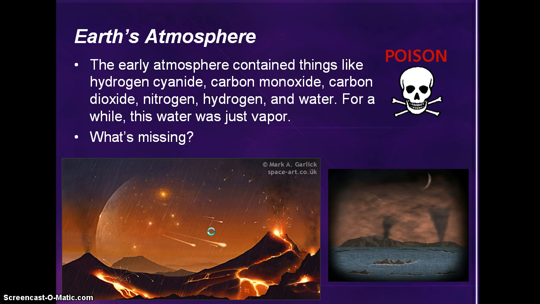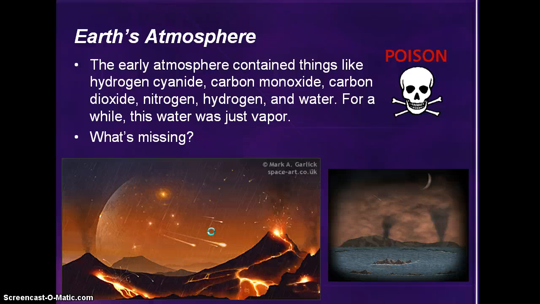Next thing is the atmosphere of Earth. The early atmosphere would have had a bunch of different gases in it, none of which could support life as we know it now. And that was things like hydrogen cyanide, carbon monoxide, carbon dioxide, nitrogen, hydrogen, water. And you can read, so you know that. But this water was vapor, so that means it wasn't liquid. And water vapor is not the same thing as steam. Water vapor is water that's dissolved in the air, so to speak. It's kind of like when it's a humid day outside, you can feel the water in the air, but you can't see it.